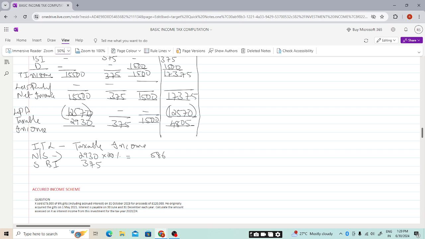Saving income, bank interest, 375. First we need to see whether the first 5,000 rule applies, whether the saving income falls into the first 5,000 of the taxable income. As our non-saving taxable income is less than 5,000, the saving income of 375 will be falling under the first 5,000 rule. So zero tax will be charged on this. Then we need not see the nil rate band because our income is only 375.